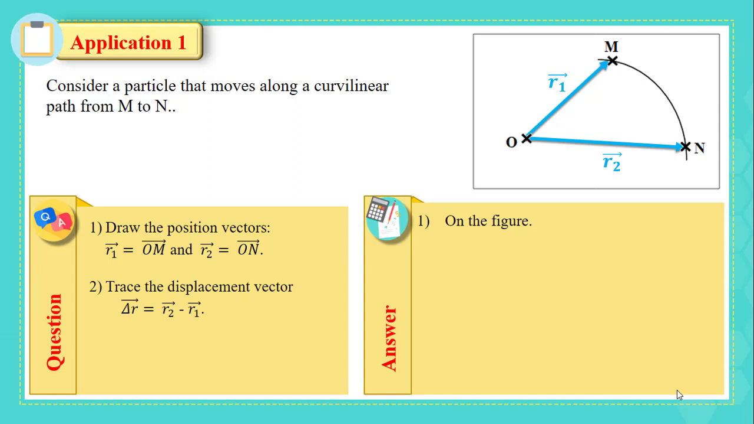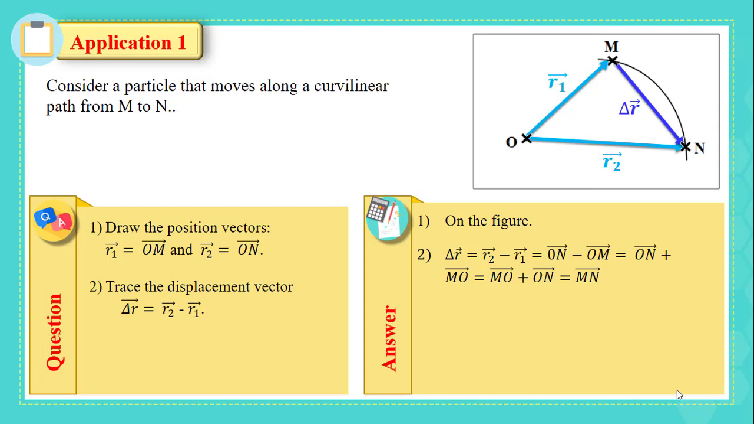We know previously that this vector is directed from M to N, but how can we prove that? Delta r is equal to r2 minus r1, that means ON minus OM. Minus OM is equal to plus MO. By substitution, this will give MO plus ON, which is equal to MN according to Chasles's rule. Therefore, we have proved that the displacement vector is a vector oriented from M towards N.